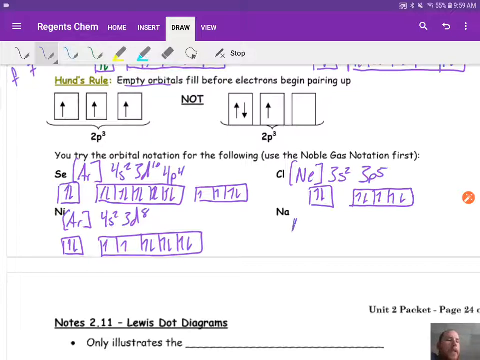And then sodium, Ne 3s1. Pretty easy. You could also start down. It doesn't matter, guys, if you start up or down, as long as they are opposite spins.